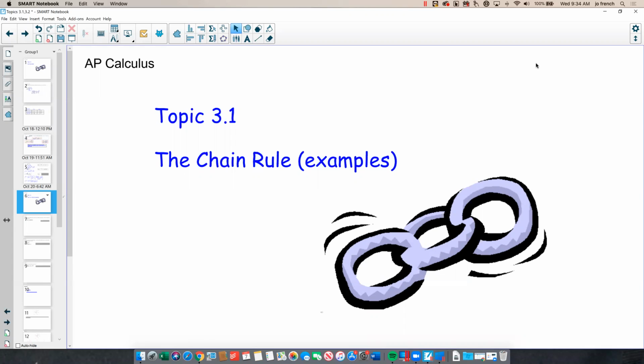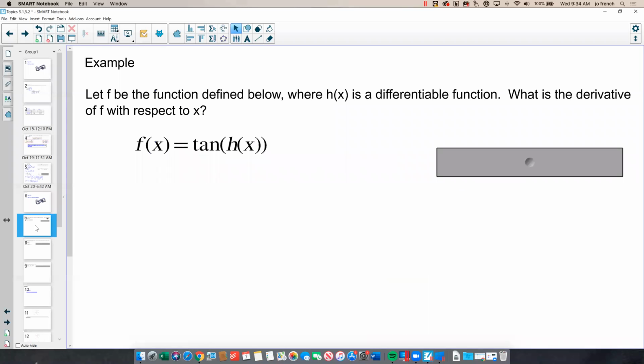So let's look at our first example. Here we have f being the function defined as the tangent of h of x, where h of x is some other function that is differentiable. Differentiable means we can find the derivative. So what is the derivative of f with respect to x? So I am looking, in this case, for f prime of x.